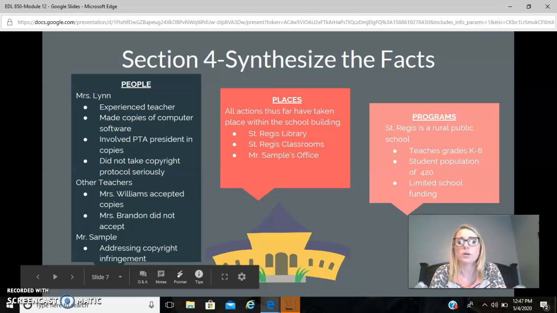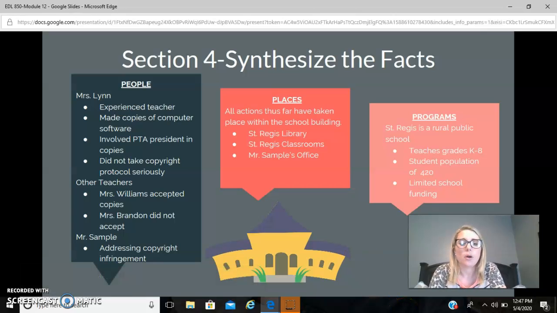Section 4, synthesize the facts. So the people involved in this scenario are Mrs. Lynn. She is the experienced librarian. She is the one who made copies involving the PTA president, Mrs. Evans. And when Mr. Sample came to her, firstly, she did not seem to be taking the copyright protocol seriously. To me, that shows that there is lack of school board policy and professional development on the consequences for not following copyright.